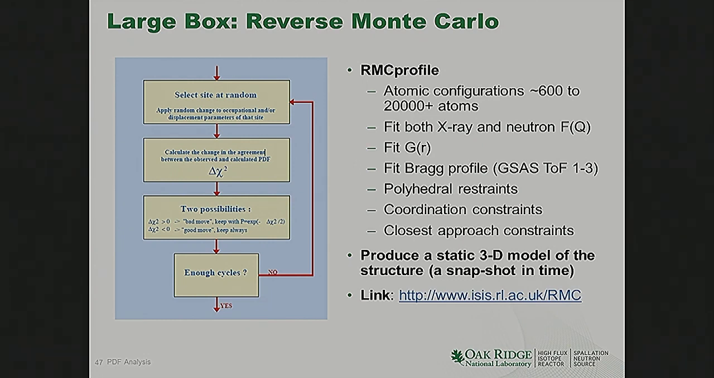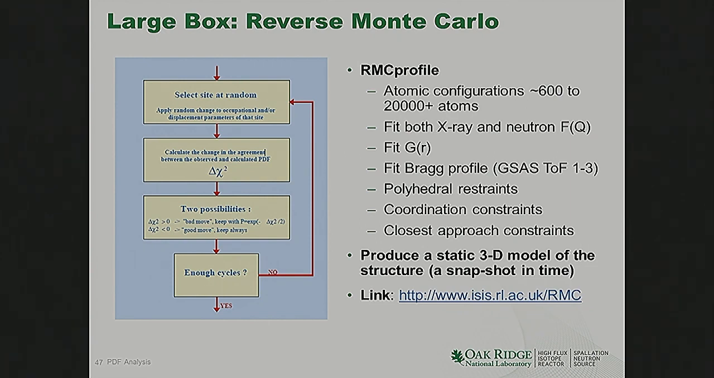Anyway, I already talked about a lot of this. One of the key points about applying the RMCProfile approach to PDF data is that the use of constraints is very important. RMC will fit everything in your data. It'll fit all the artifacts as well as the real pair-pair correlations from your material. So it's really important to get high quality data when you're doing this.